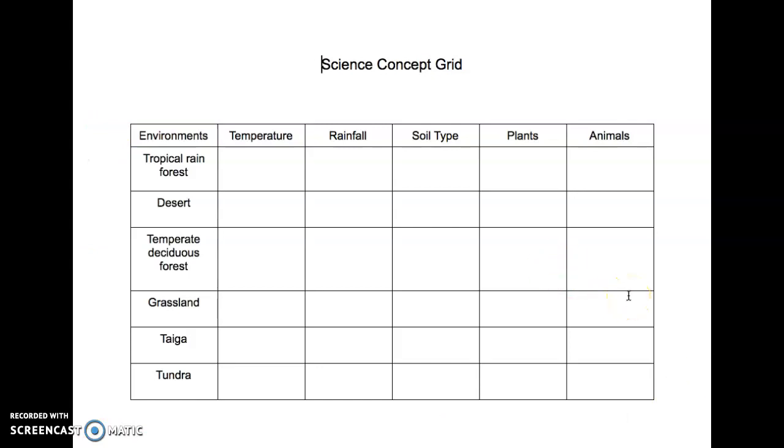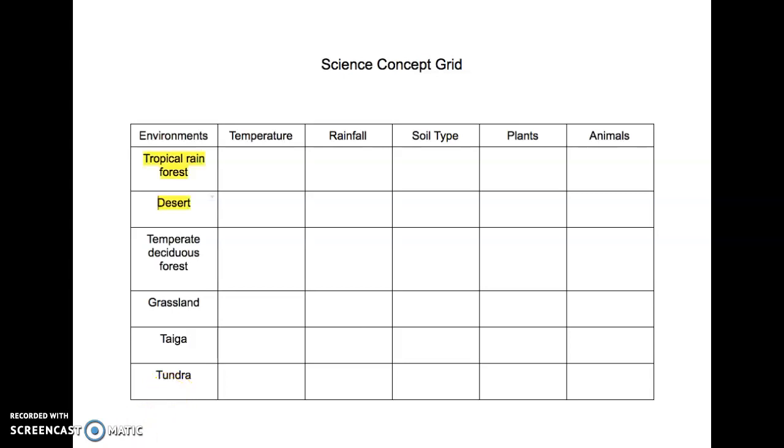in your notebook. You may have to turn your notebook sideways to have enough space, but you need to include all of the words that are in here: environments, temperature, rainfall, soil type, plants and animals. Down the side, tropical rainforest, desert, temperate deciduous forest, grassland, taiga, and tundra. Okay, and you need to have science concept grid. So pause the video now and copy down this entire grid as exactly as I have it here.